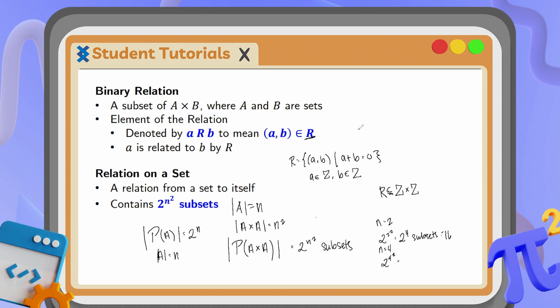No, that's not the case. That is 2 raised to 16, right? And this is a very large number. 2 raised to 16 subsets is a very, very large number. If 2 raised to 12, I believe, is 4096, what more 2 raised to 16? So that is how many subsets you can get when n equals 4, or the number of elements in your set is 4.